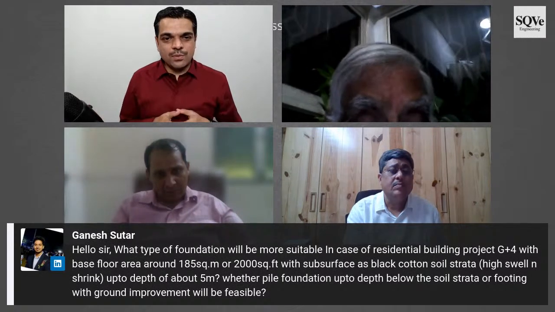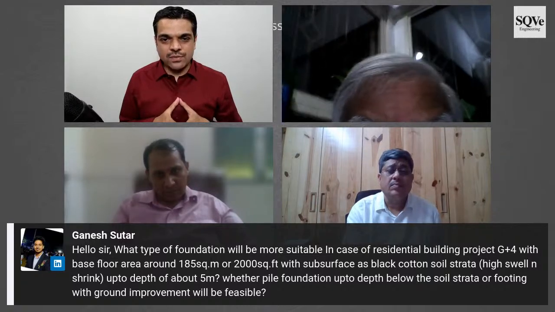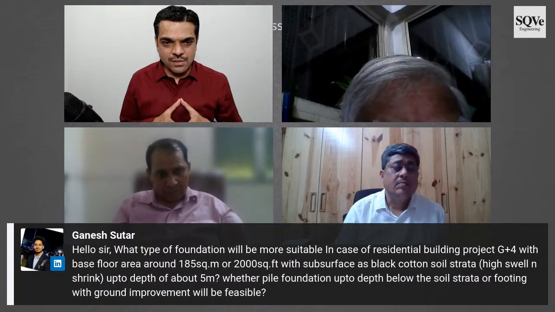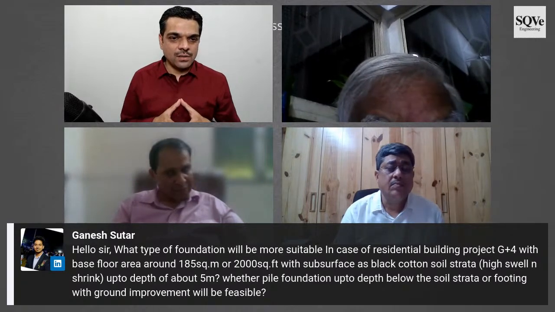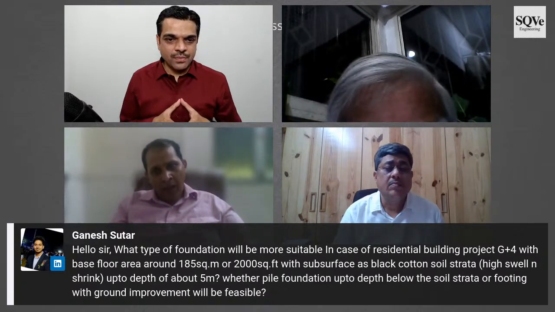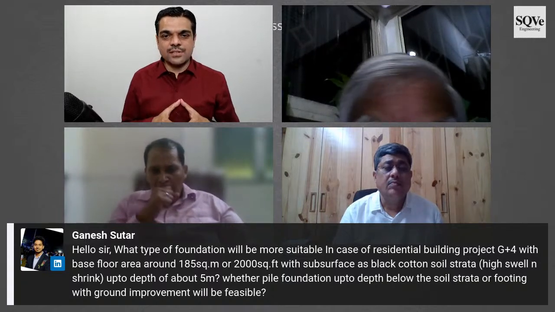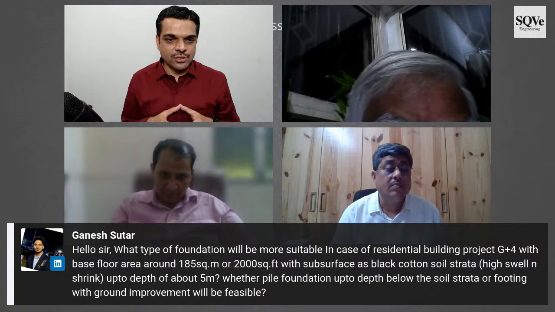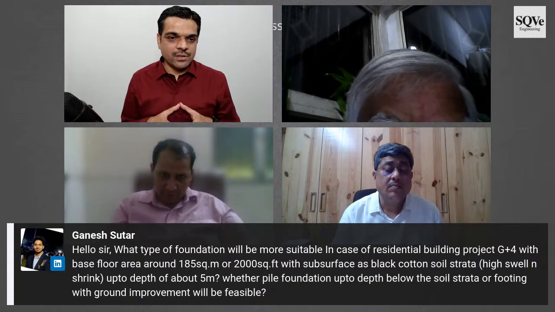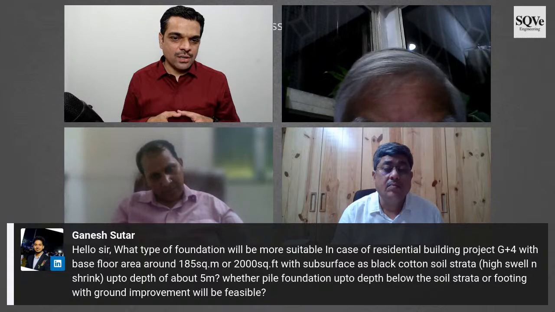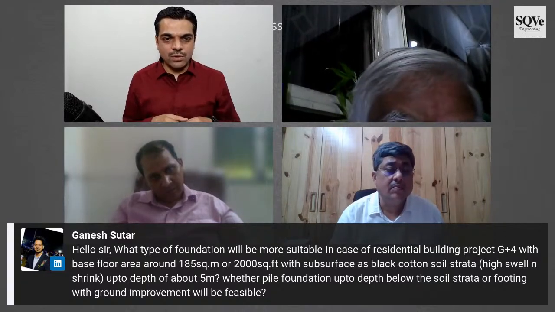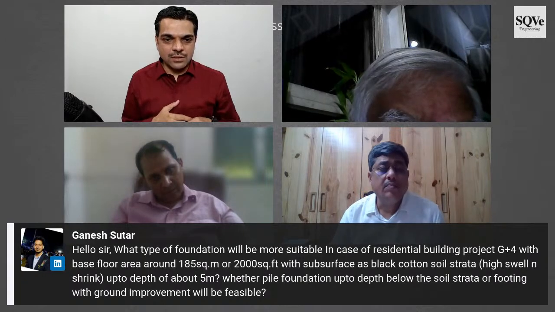Ganesh is asking what type of foundation will be more suitable in the case of a residential building project, which is G+4 with a base floor area of around 185 square meters, with the subsurface being a black cotton soil strata, which is highly swelling and shrinking in nature, up to a depth of 5 meters. So whether a pile foundation up to a depth below the soil strata or footing with ground improvement should be explored.